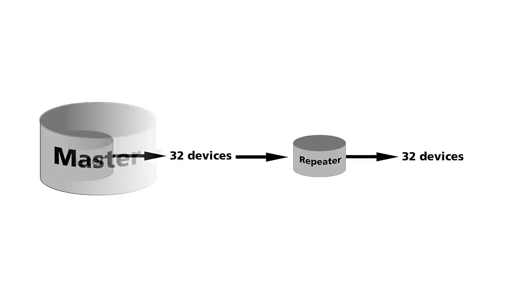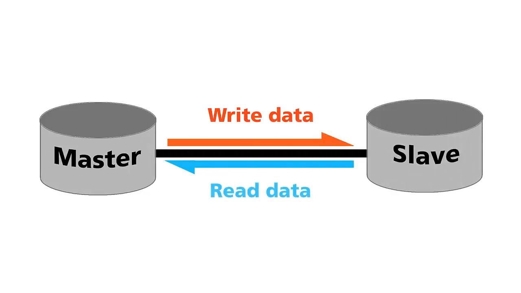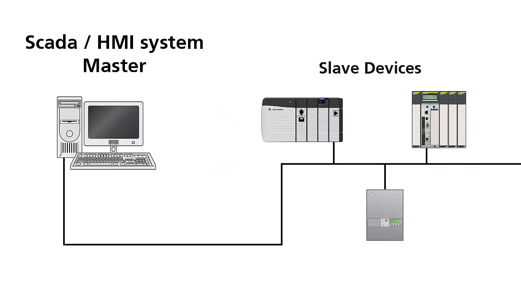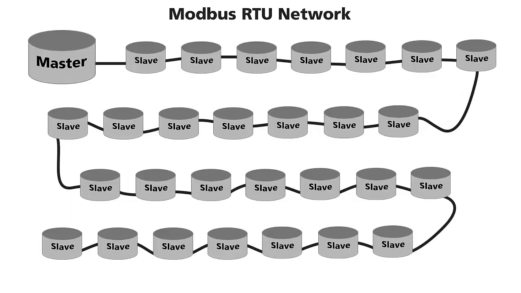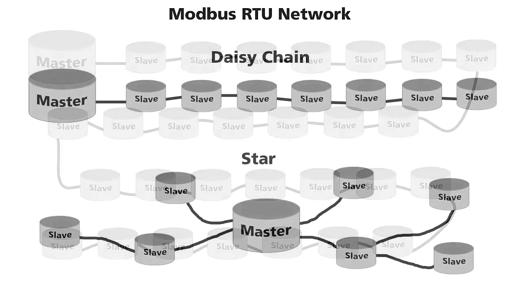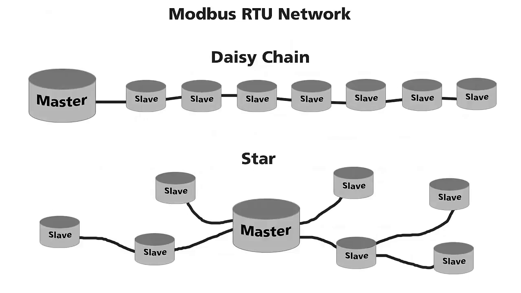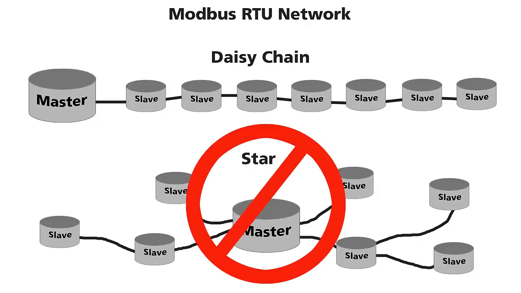The master can write data to the slaves as well as read data from them. SCADA and HMI systems typically would be the master communicating with a series of Modbus slave devices. Here is a diagram of a serial network where the master is connected to a slave which is then daisy-chained along to all the other slaves on the line. The devices must be connected in a daisy-chain manner. They cannot be connected in a star topology.